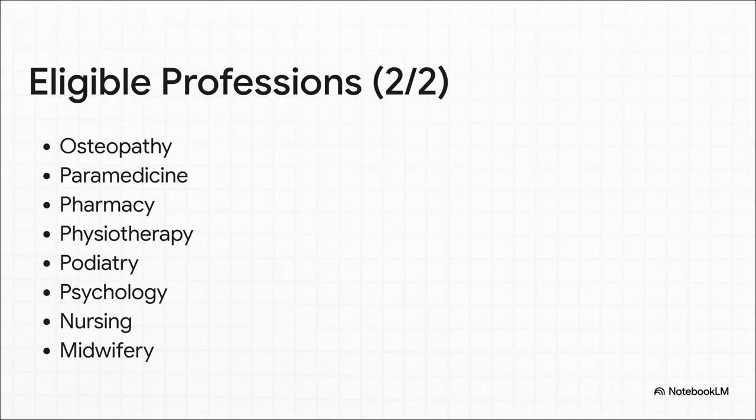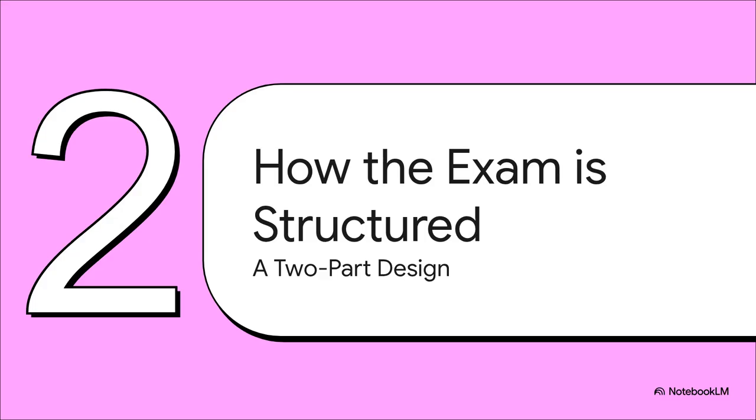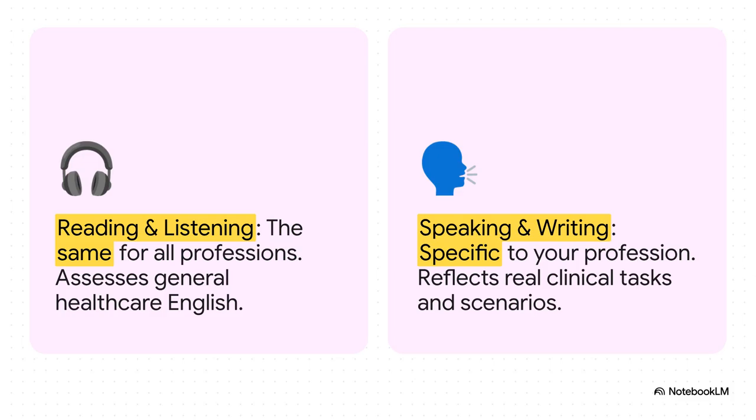Now that we know who can take it, let's dig into how the exam is actually built. This is where the OET gets pretty smart, actually. It's not just some generic English exam. It's cleverly designed with two distinct parts. Okay, so you have two parts. On one hand, you've got reading and listening. These sections are the same for every single profession. They're all about testing your grasp of general healthcare English.